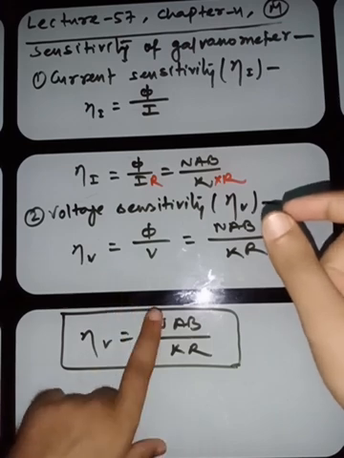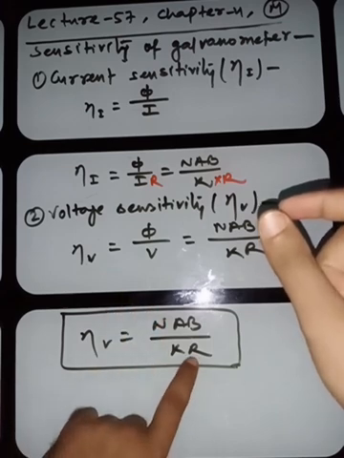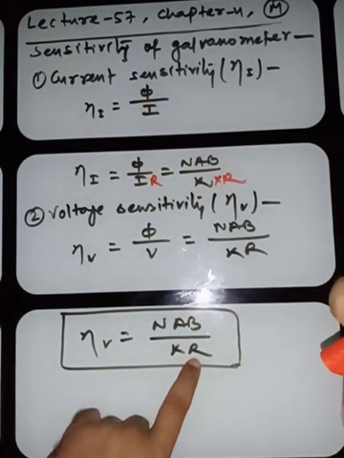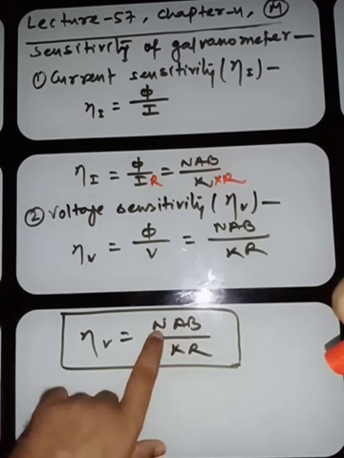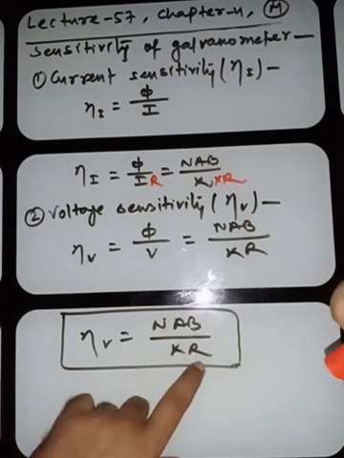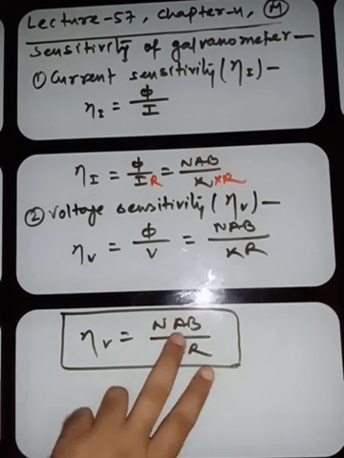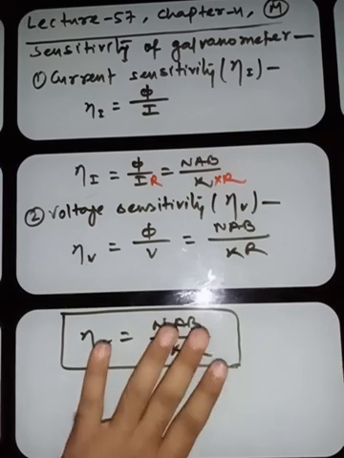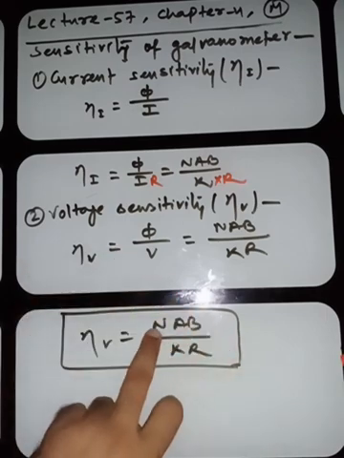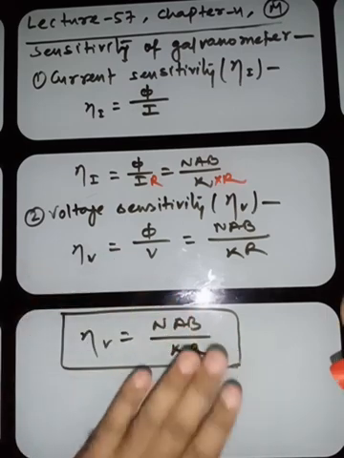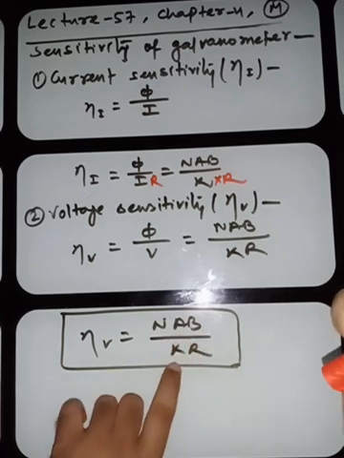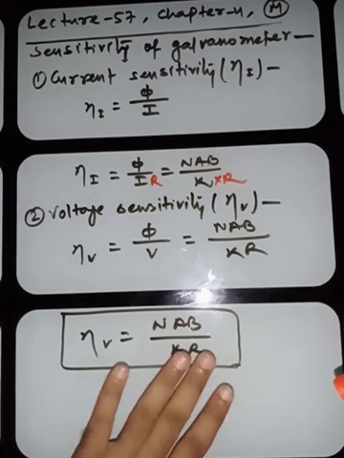If the number of turns is the same and you change the resistance, of course the sensitivity will change. But if you change the number of turns, keeping the resistance constant, of course the sensitivity will change. Otherwise, if you are not going to disturb it, the resistance is also changing. As the number of turns increases, the number of turns will not affect the voltage sensitivity. Area will affect, magnetic field will affect, and K, of course, will affect.